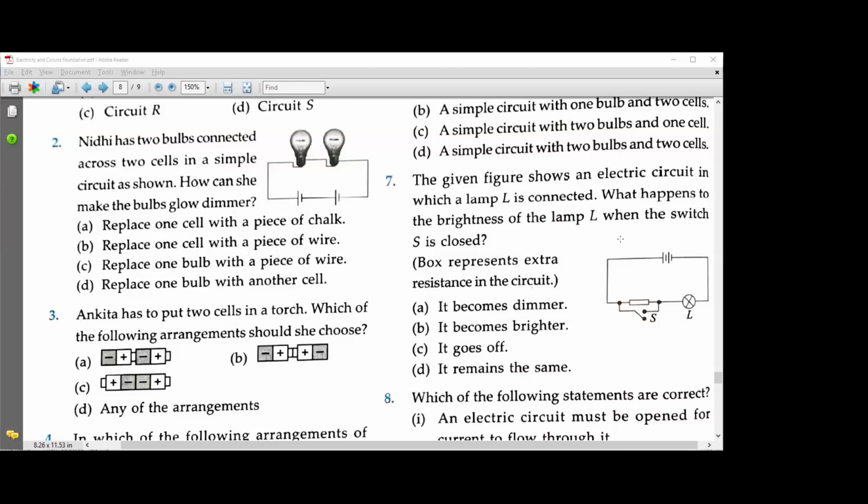Yes, ma'am. So B option for second. Yes. Okay, ma'am. Third.